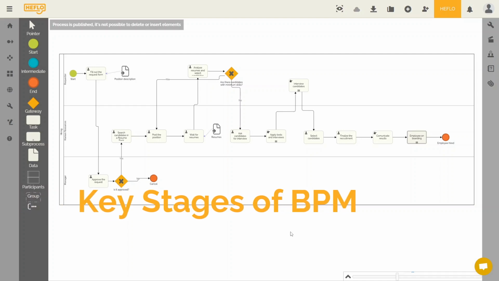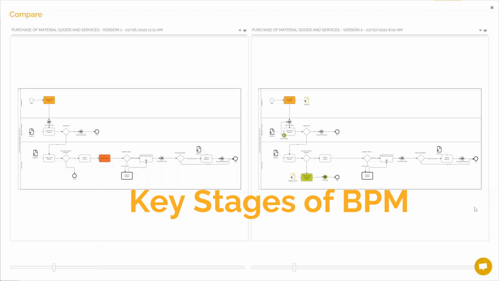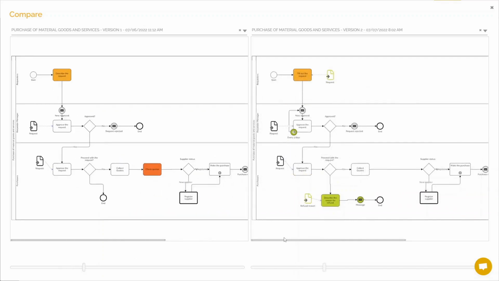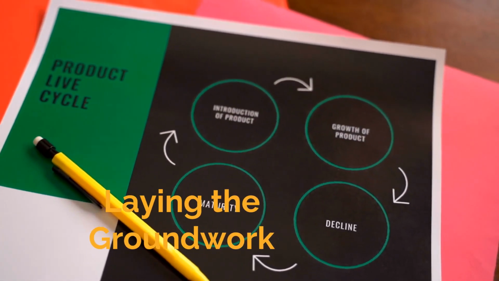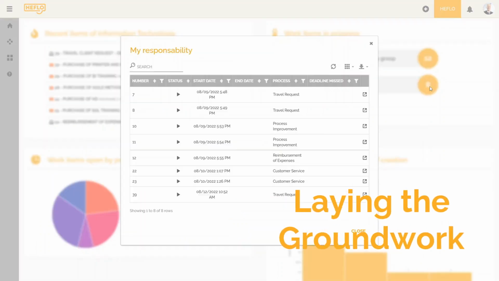The BPM lifecycle consists of several stages: design, modeling, execution, monitoring, and optimization. Each stage plays a vital role in ensuring continuous improvement. In the design stage, processes are identified and documented. This is where you lay the groundwork for what needs to be improved.